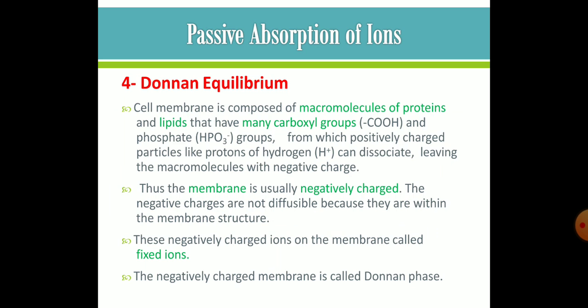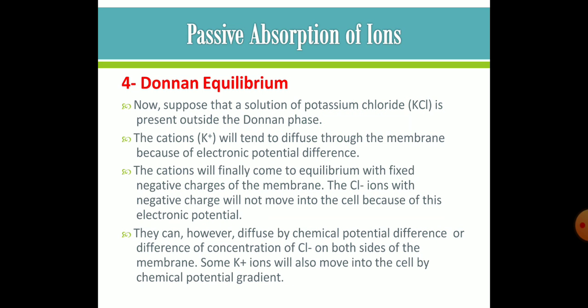The negative charges are not diffusible because they are within the membrane structure. These negatively charged ions on the membrane are called fixed ions. The negatively charged membrane is called the Donnan phase. Now suppose the solution has potassium chloride, KCl, present outside the Donnan phase. The cation K plus will tend to diffuse through the membrane because of the electrical potential difference. The cation will finally come into equilibrium with the fixed negative charges of the membrane.